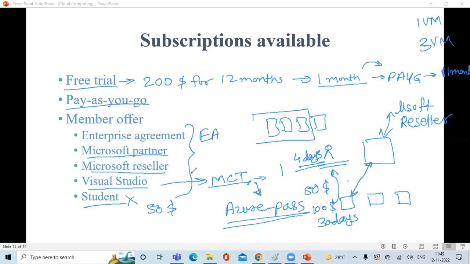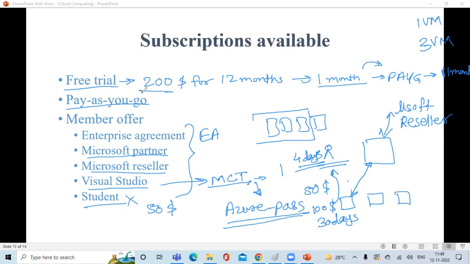Is this clear? What are the different subscriptions? Any questions regarding that? I have a question. For the free trial subscription, the 1 month is free and then it switches over to pay as you go. Then what is the meaning of $200 for 12 months?